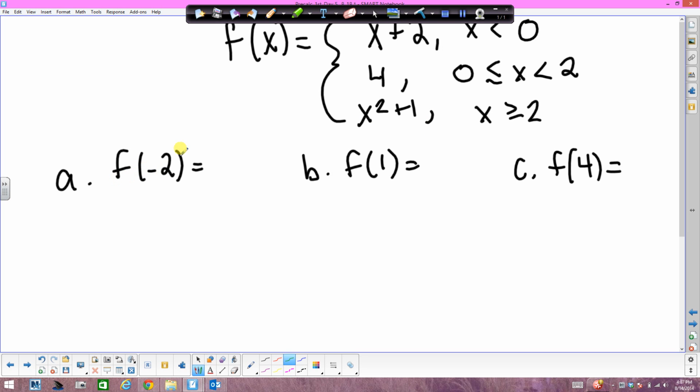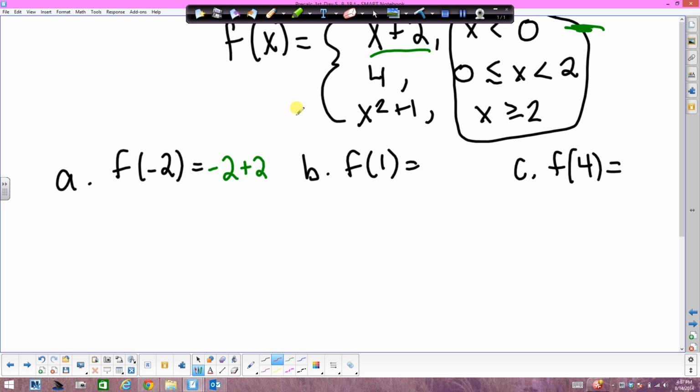So for f of negative 2, well, we look right here at this section. And for f of negative 2, we know negative 2 falls in this part. So I'm going to take negative 2 and I'm only going to plug it into this equation. So this would be negative 2 plus 2, because I plugged it in x plus 2, which would be 0.